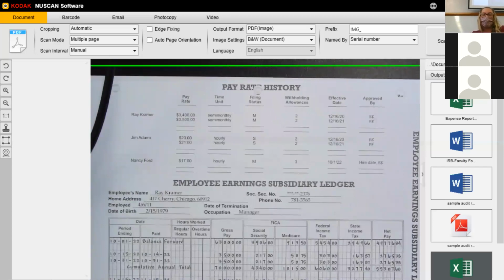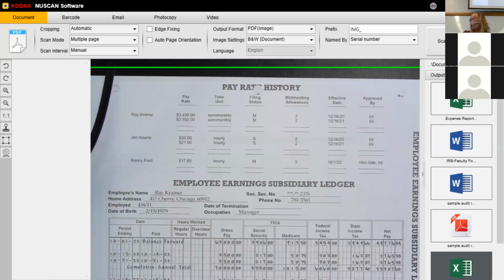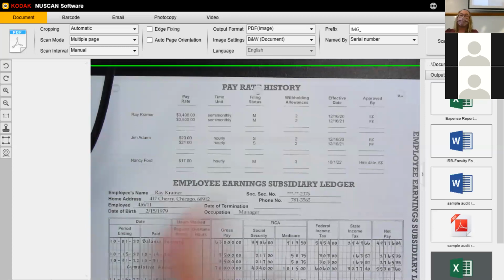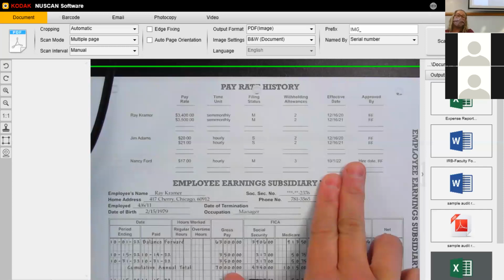We see that Ray Kramer, the boss, is paid a salary. He gets paid twice a month. And the other 2 employees are hourly. Nancy's a relatively new hire. She got hired in October, whereas Jim's been around at least 3 fiscal years. And we see their hourly rates there. So the only thing we need to do for this first transaction is to update their pay rates, so when we use this to prepare our month-end payroll, the rates are accurate.